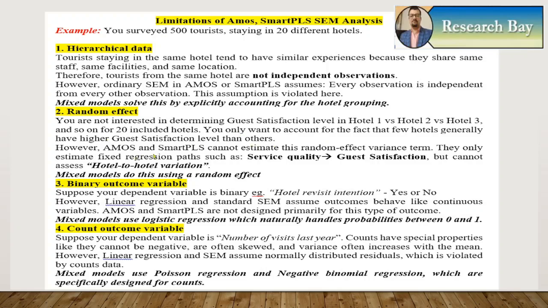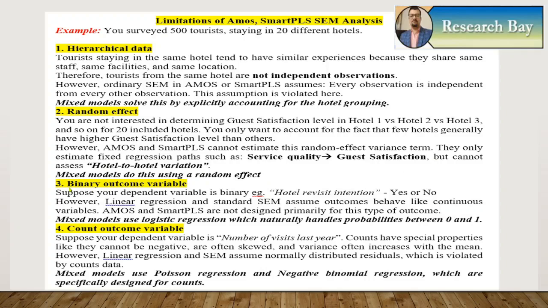However, AMOS and Smart PLS cannot estimate this random effect variance term. They can only estimate fixed regression paths such as independent variable service quality leading to guest satisfaction. But they cannot assess hotel to hotel variation. Mixed models do this using a random effect, right?